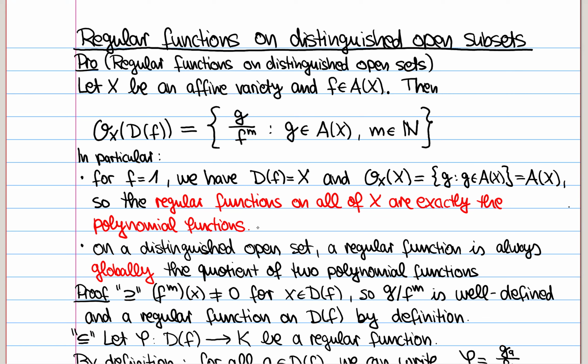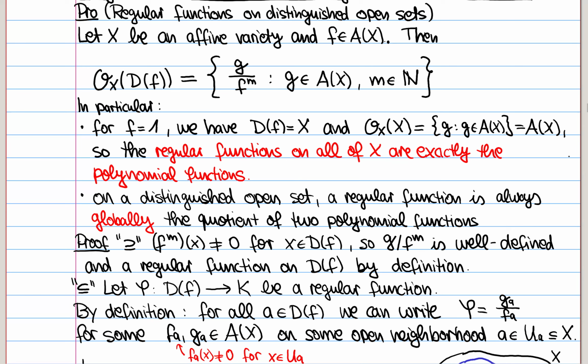And then the second observation here is that on these distinguished open sets, it is true that a regular function is just globally the quotient of two polynomial functions. We have seen an example that if you choose the set U very carefully, then you can get a regular function which is not globally the quotient of two polynomials, but at least on these D(f)'s, this can never happen.